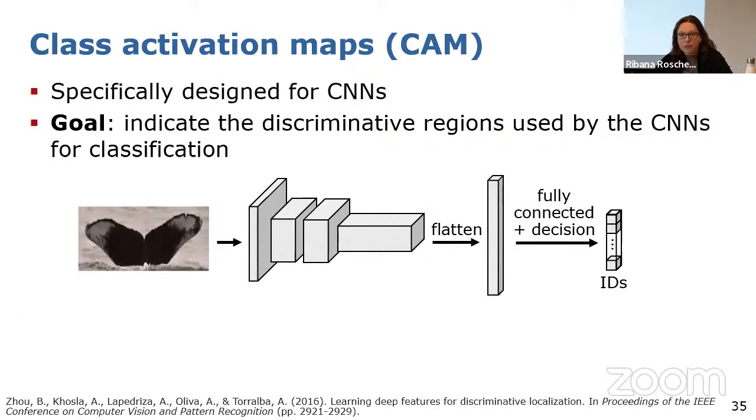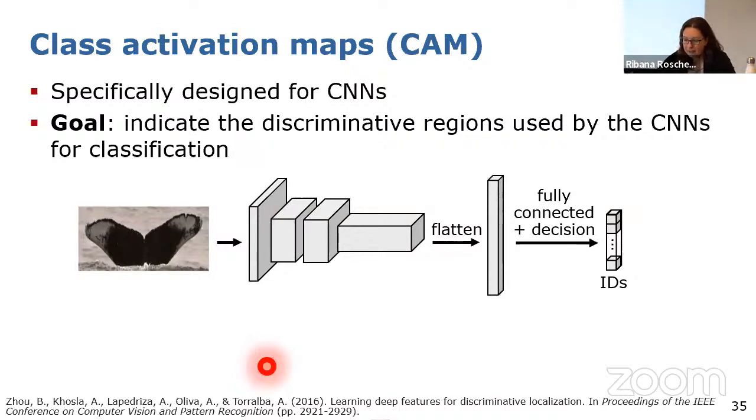So besides occlusion sensitivity maps, we also used gradient-based class activation maps, which is based on class activation maps. First I will explain what class activation maps are, and then the extensions to Grad-CAM. Class activation maps are specifically designed for convolutional neural networks. And you already see a difference. Occlusion sensitivity maps could be used for any algorithm, and this is specifically now for convolutional neural networks. And the goal is to indicate the discriminative regions used by the CNN for classification.